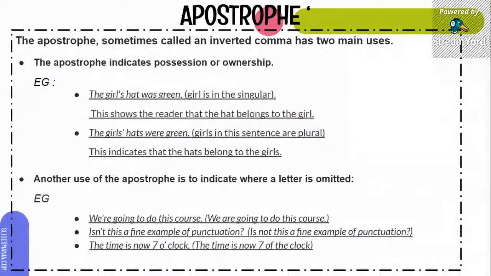Okay, next we are going to move on to the apostrophe. The apostrophe, sometimes called an inverted comma, has two main uses. We will be using the apostrophe in two different conditions. The first one: the apostrophe indicates possession or ownership. This is about the possessive. If it belongs to you, we will be using an apostrophe. The girl's hat was green.